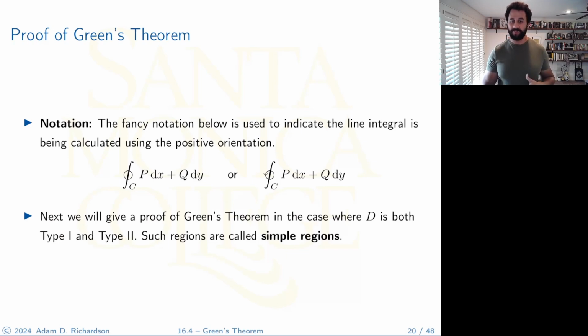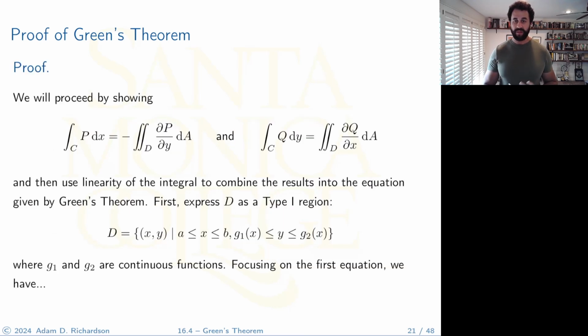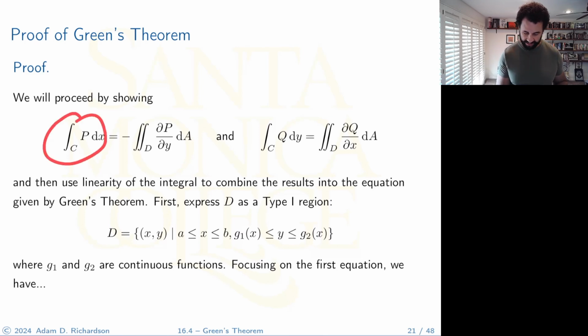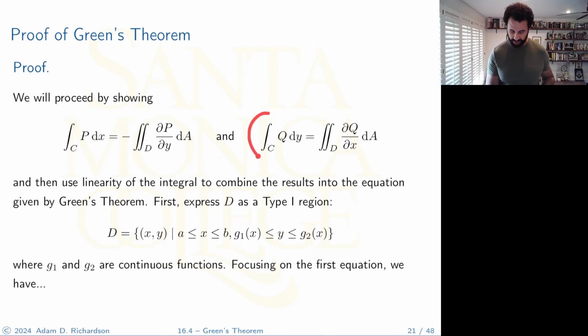Okay, so now we're going to give a proof of Green's theorem in the case where D is both type 1 and type 2. Basically, the regions are nice enough that we can decompose them in a certain way. These regions are called simple regions. So we're going to do the proof on these simple regions so that you can see how the proof works. The way we're going to do that is piecewise. We're going to show that this is equal to this double integral, and we're going to show that this is equal to this double integral. Then we're going to combine the results using linearity to get the statement of Green's theorem.